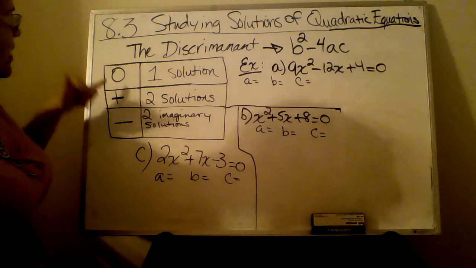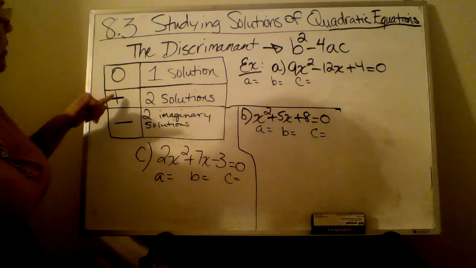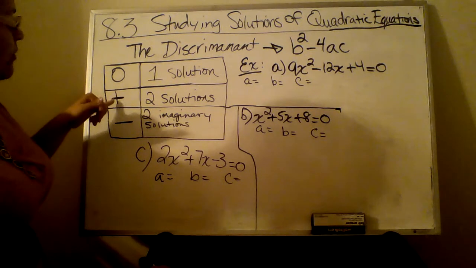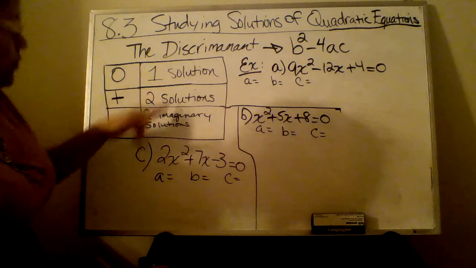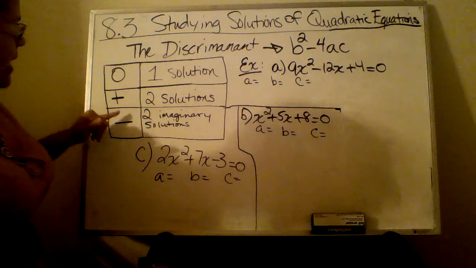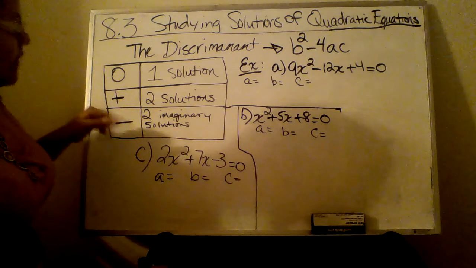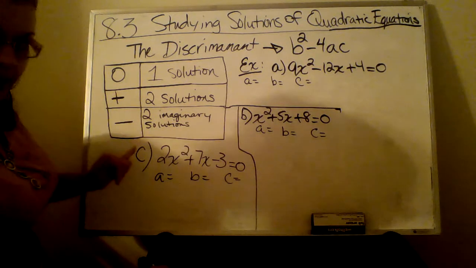If your discriminant is a positive number, other than 0, 0 not included, so it's got to be greater than 0, you're going to have two solutions. And they're real number solutions, by the way. And then if your number is negative or less than 0, you have two imaginary solutions as well.